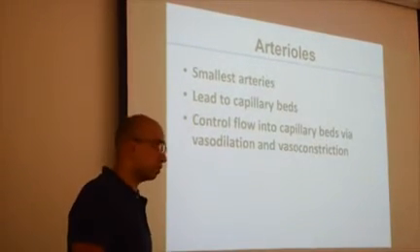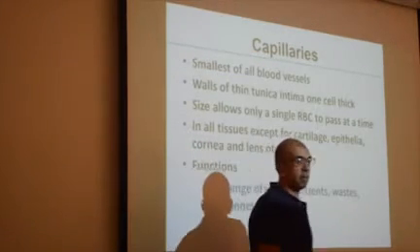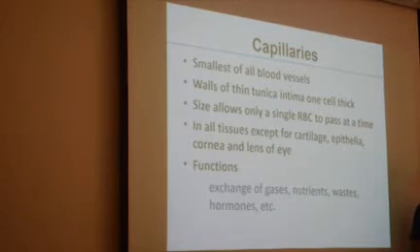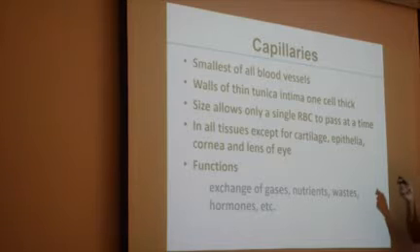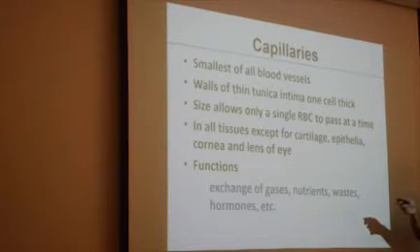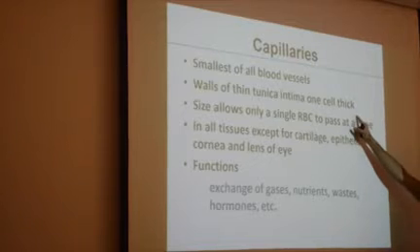Moving on to another type of blood vessels, this is my capillaries. My capillaries are the smallest of all the blood vessels, and they have a wall of thin tunica intima, one cell thick. The size allows a single RBC to pass at a time. So you have a very small diameter, only allowing one red blood cell to pass at a time, and a very delicate membrane formed of one row of cells. I have one cell forming my wall.